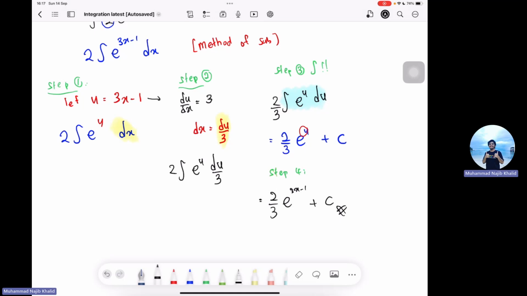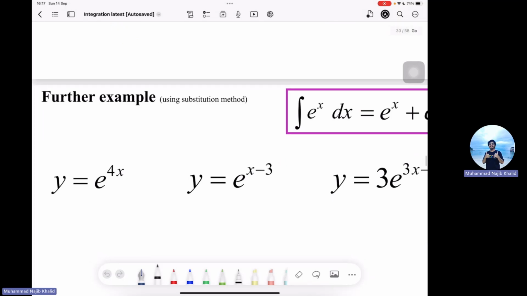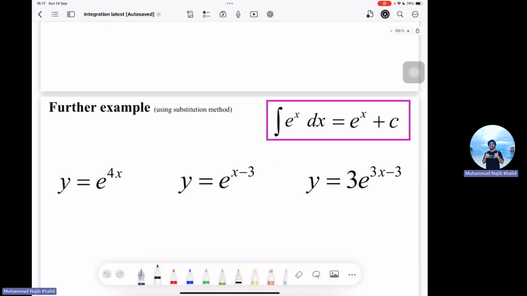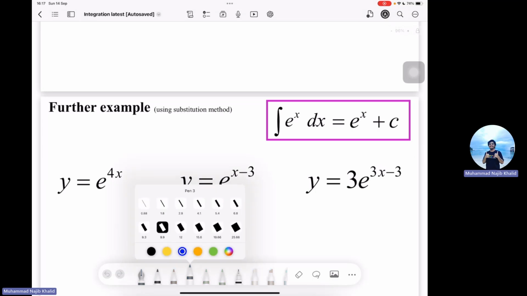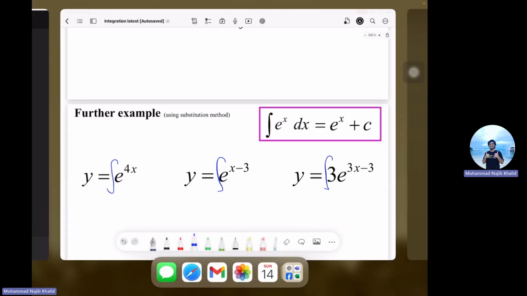Here I have 3 more examples. For each of these 3, try integrating on your own or with your friends. If you understand this topic, you should have no problem with the last one, for logarithm. That's all for today's video.